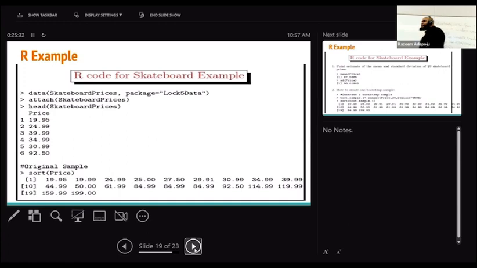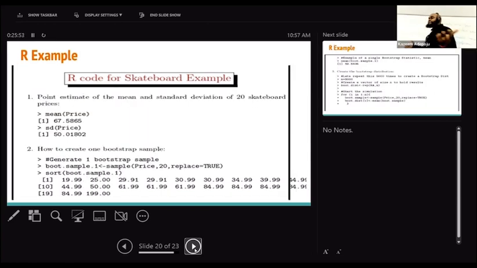Let's get started. This is my data now. You can try this. If you want to have access to this data, you need to load a package called log5 data. Now, what is the original sample size? 20. Do you see that? Original sample size 20. Now, the first question is asking you to find the mean and the standard deviation. You're just going to write mean of that, standard deviation of that. That's all. The second question is asking you to create one bootstrap sample.